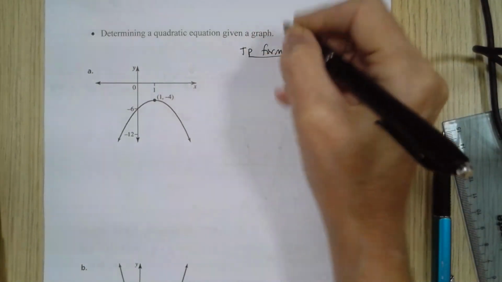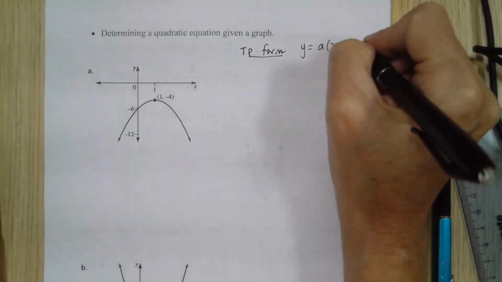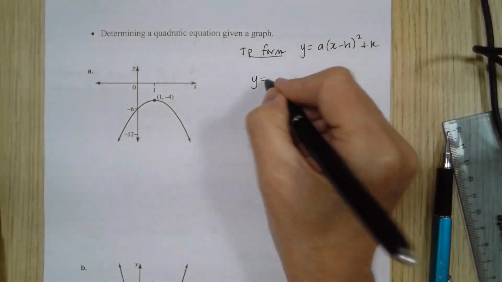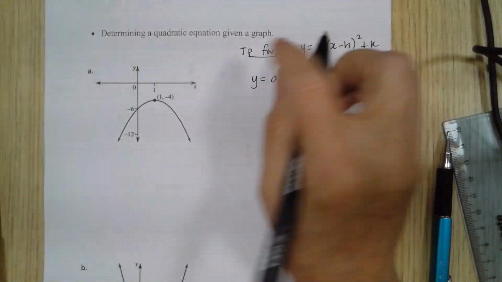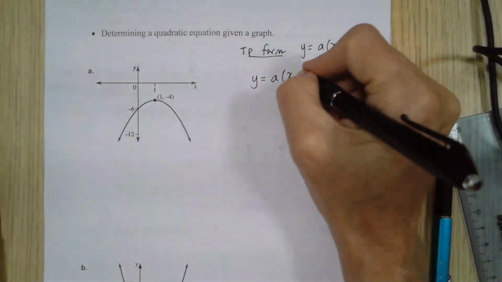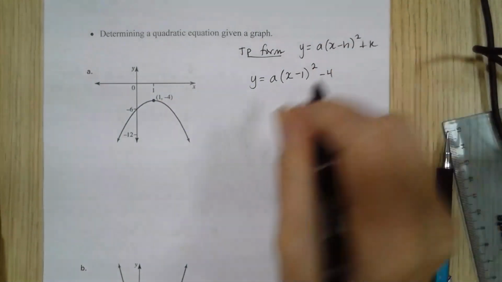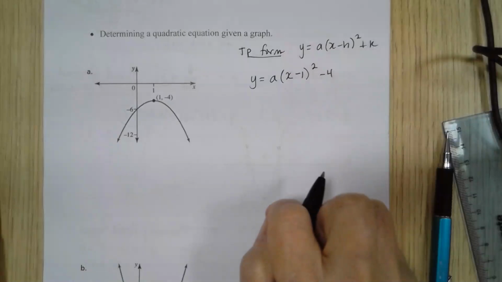Let's just remember what that is again. It's y equals a times x minus h squared plus k. And so I'm going to go, okay, well, I know most of that. I know the h and the k. x minus 1 squared, and then minus 4. So this changes its sign, that keeps its sign when you put that in. Now I just have to figure out the a.